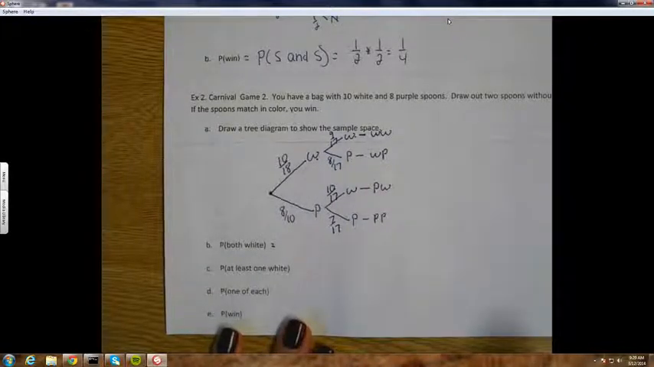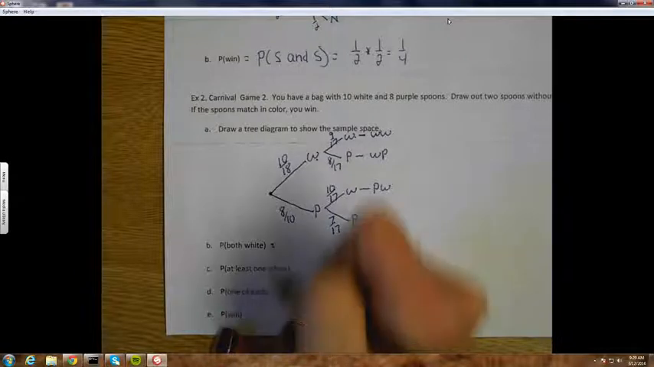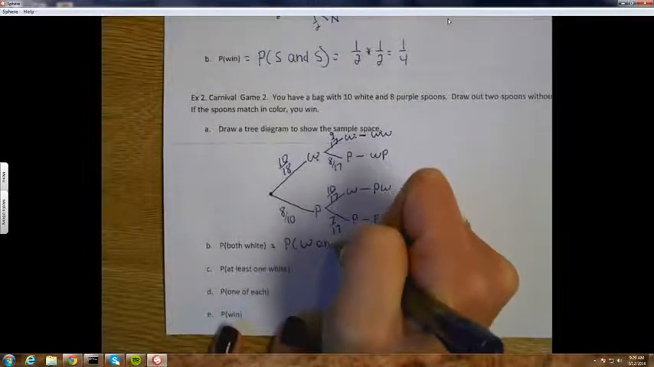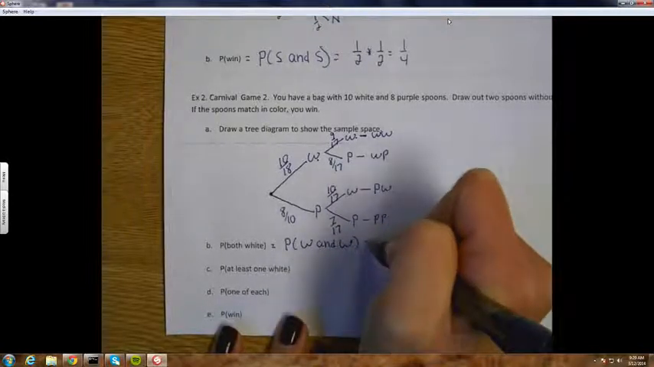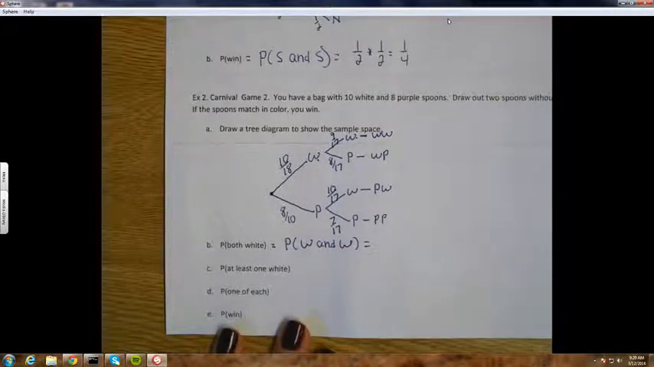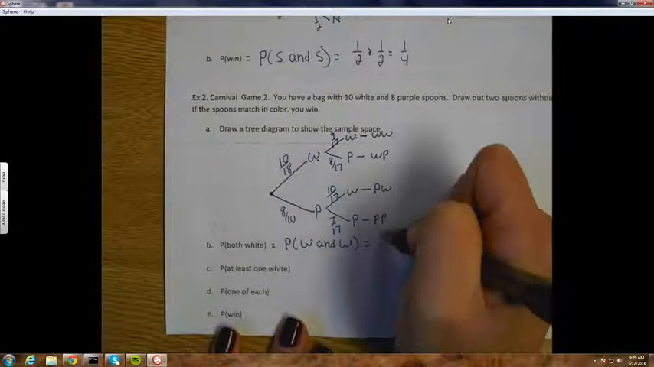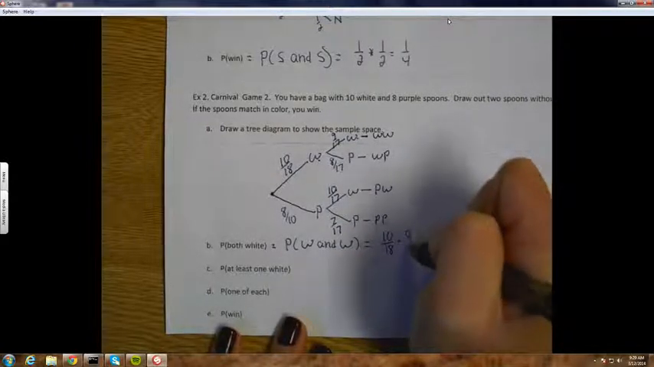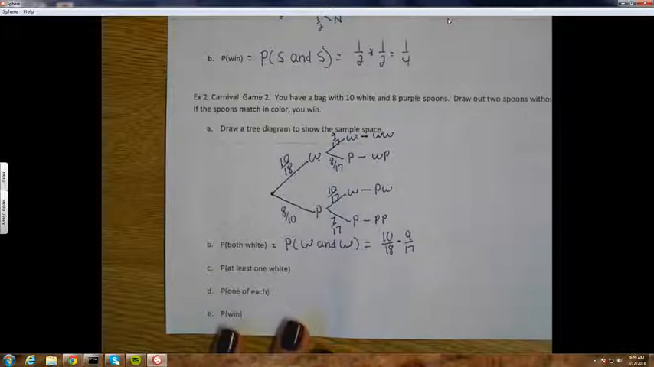Kayla? White and white. Both white means they both. It's not white or white, it's white and white. So probability of white and white. So what are we doing with our probabilities here? Multiplying. You just follow the branch out where the 2 whites are. 10/18 times 9/17. And I know you can type that in. We won't take the time to get the final answer here, because you know I care about the work.